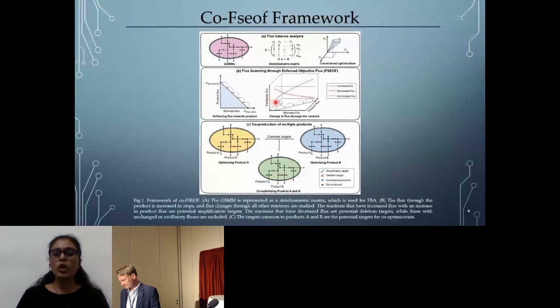The reactions that undergo an increase in flux are potential amplification targets, and those that undergo a decrease in flux are potential knockout targets. And we obtain such targets, and we can separately optimize products A and B. But if we apply the intervention to the common targets, we should be able to co-optimize both products A and B. And this is what we see too.